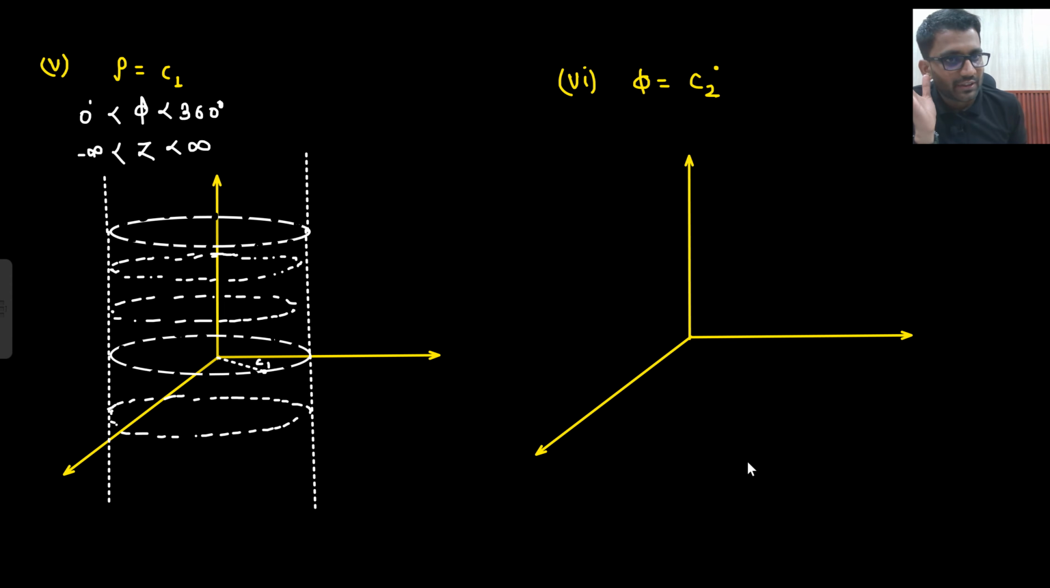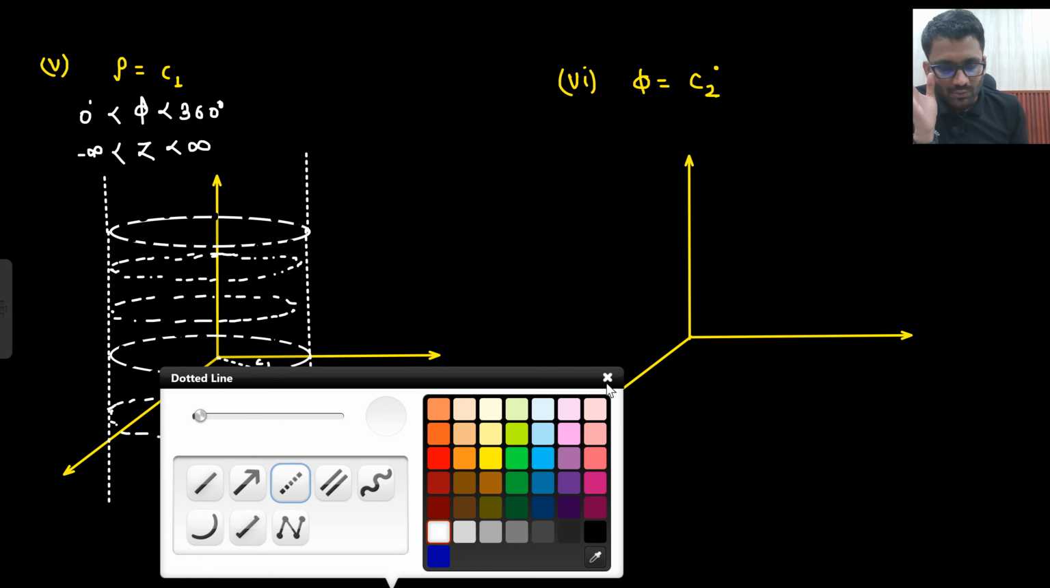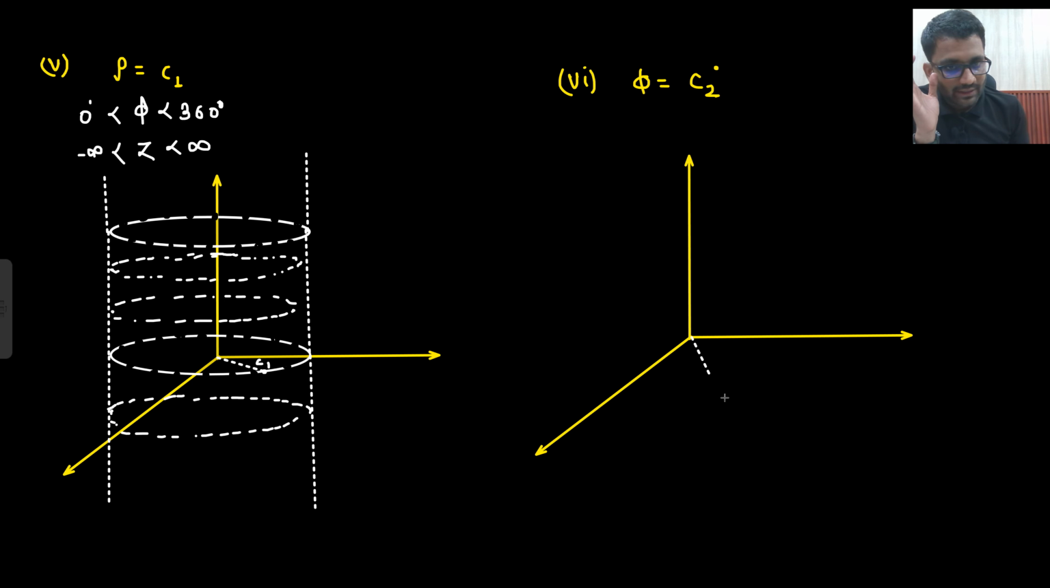The angle C2 is fixed. So what angle you are going to make, that is fixed. That you are going to make C2 degrees. Now what about rho? Forget about this angle, it is fixed. Now if rho is 0, I will be here. If rho is increasing, I will be going like this. And if z increases, then I will be going in this manner.